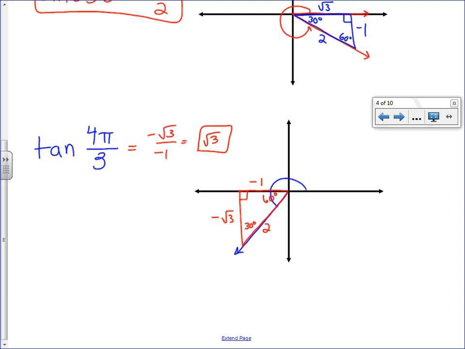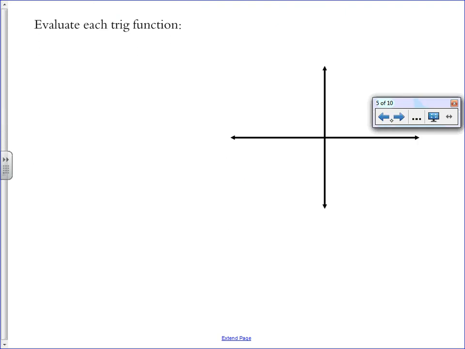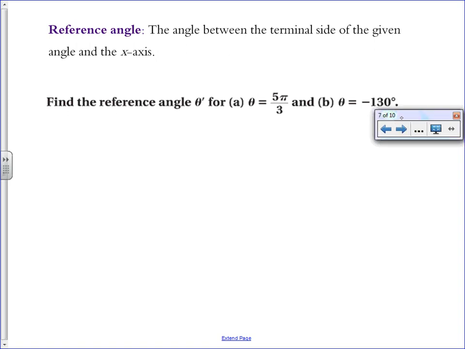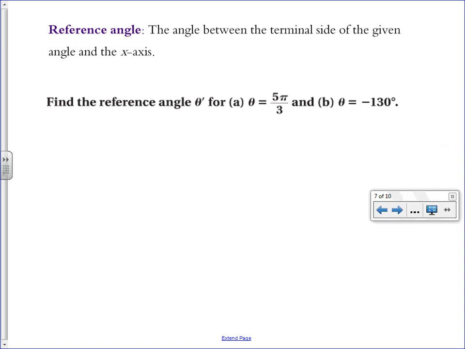Okay, so you're going to have to do a section of those. And then, although we've been using it, we haven't really practiced just doing reference angles. So let's look at just reference angles. The reference angle is that acute angle that we're using in order to figure out the sine, cosine, and tangent of the obtuse angles and the reflex angles, the ones that are over 90 degrees. So the reference angle is an acute angle between the terminal side of the given angle and the x-axis.